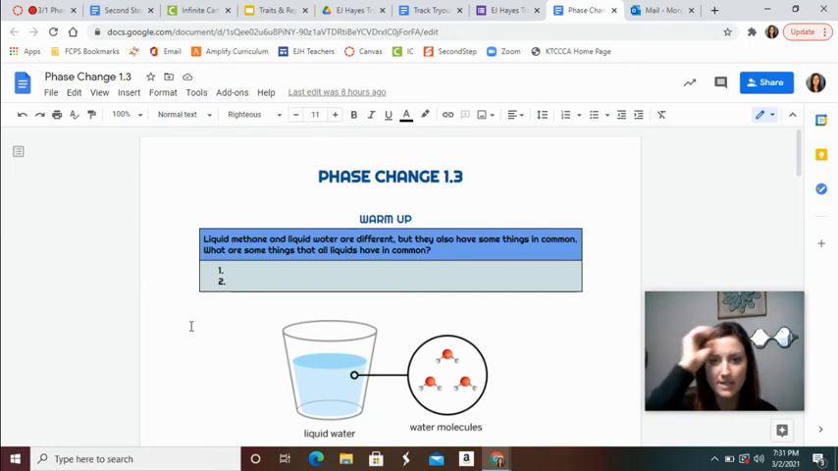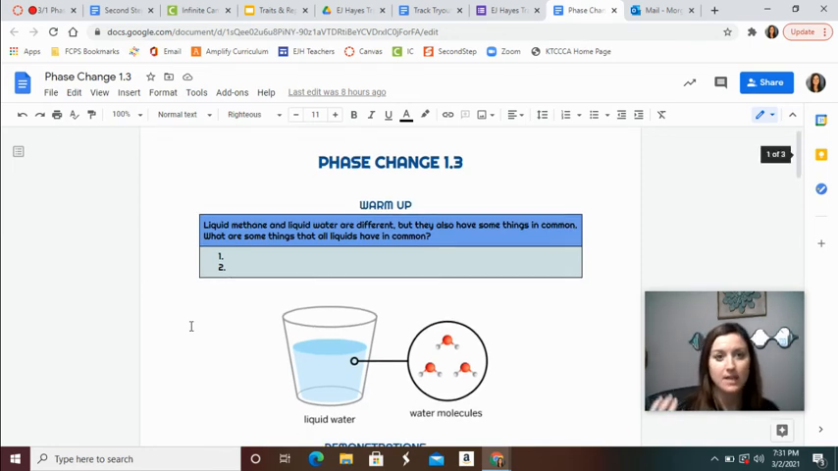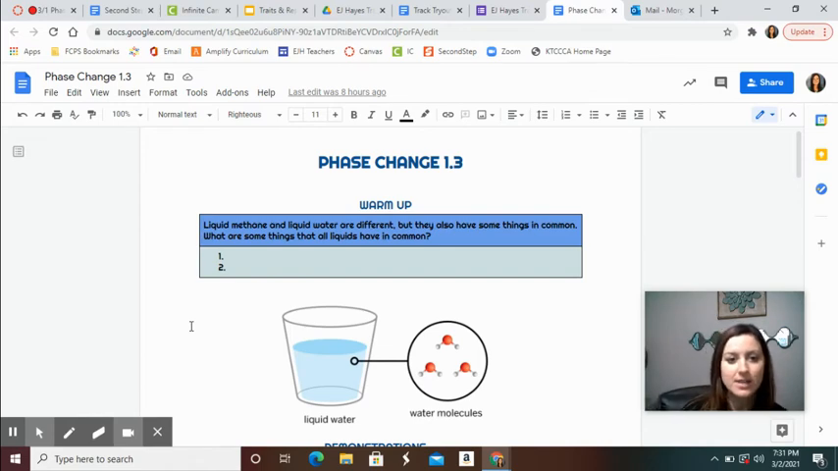The idea that we are looking at is Titan, this moon of Saturn, and there are seas and lakes on this moon made of liquid methane. And there was this lake that disappeared. Thinking about liquid methane and liquid water, we know they're really different, but they have things in common. So what are two things that all liquids have in common?